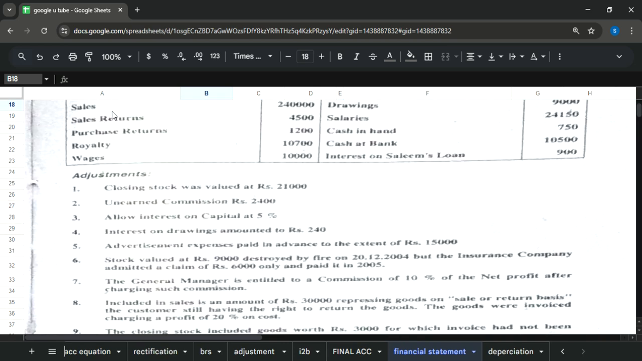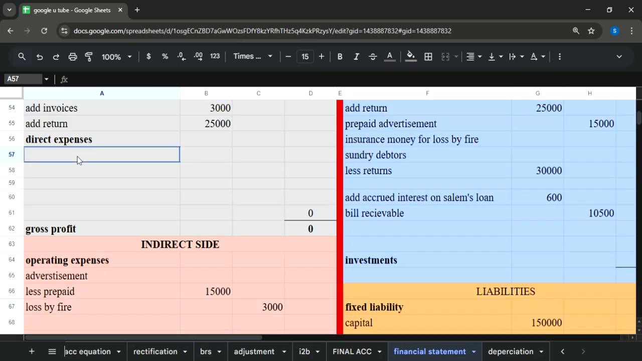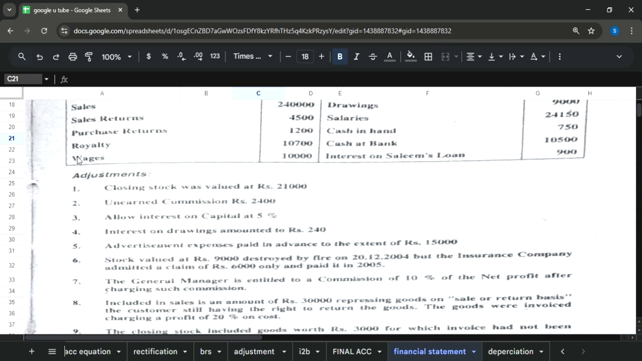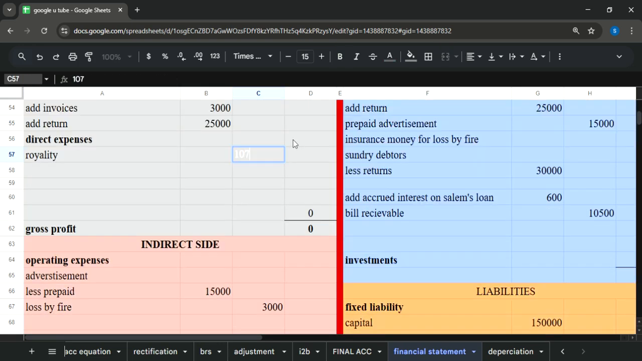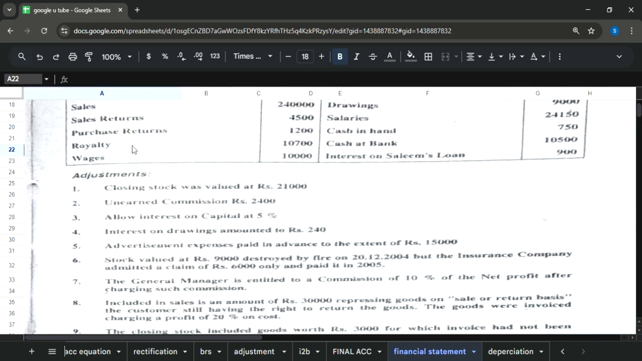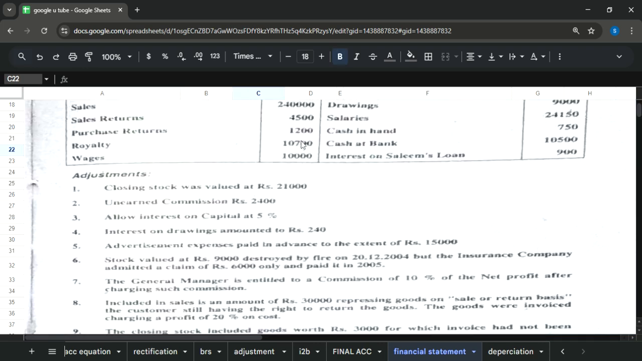And after purchase return we have royalty. Royalty is your direct expense. So it is first expense, which is direct. Royalty, amount of royalty is 10,700. Put its amount in front of it. After royalty we have wages. Let's correct its spelling, it's just royalty. And now wages are also direct expenses, and we will write amount accordingly. 10,000 amount of wages.